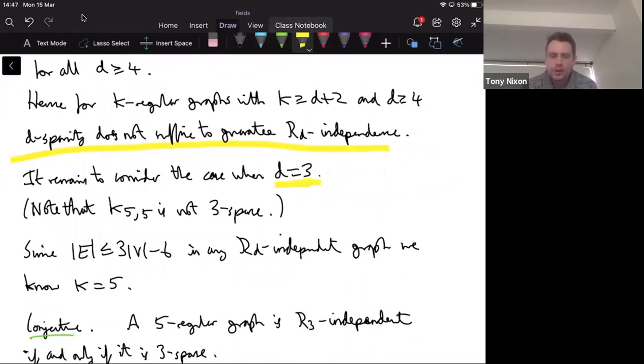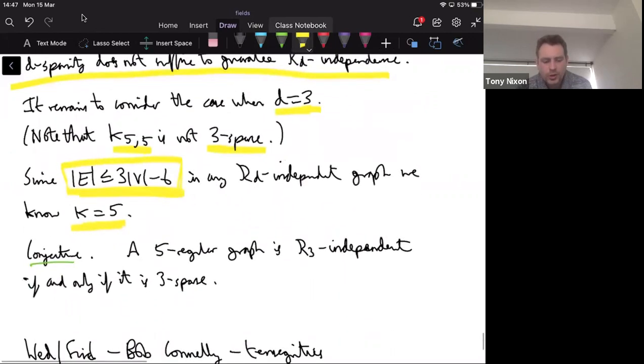So there, the complete bipartite graph doesn't give us a counterexample because K55 violates the free V-6 count. It has free V-5 edges. It's got 10 vertices and 25 edges. So it's free V-5 rather than 6. On the other hand, when dimension is free, we know this is true. So the average degree is strictly less than 6. And we also know that D plus 1 we were happy with for K. So the only option left is that K is a 5 regular graph.